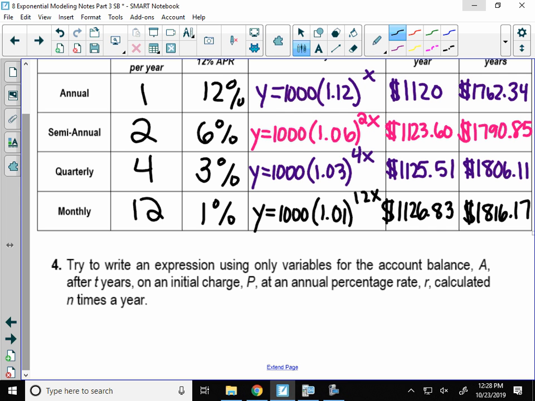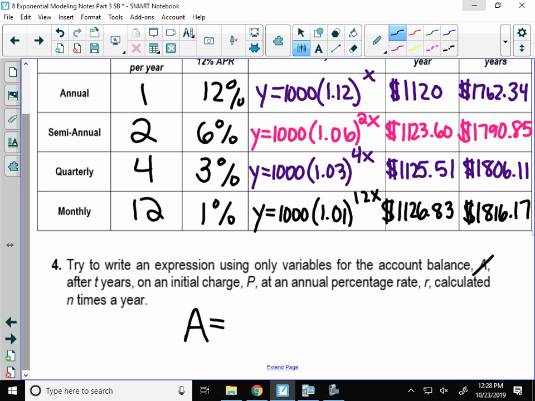All right, so we're going to use the letters A, T, P, R, and N in our formula. And I'll kind of help you out here. We're going to write A equals, that's the amount in your account, or just the amount, equals. So I use the A. Now, we have to use T for years. The initial charge, or what we call the principal balance, is going to be P. The R is the percentage rate, and N is the number of times a year.